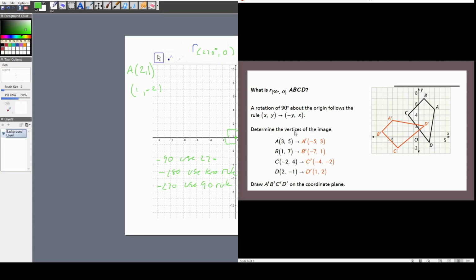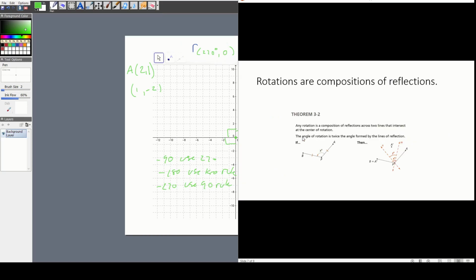So let's do this. Instead of the 90, go ahead and make this a 180 degree rotation. Here's the rule for 90. Go ahead and change this to 180 and take my pre-image here and rotate it 180 degrees.